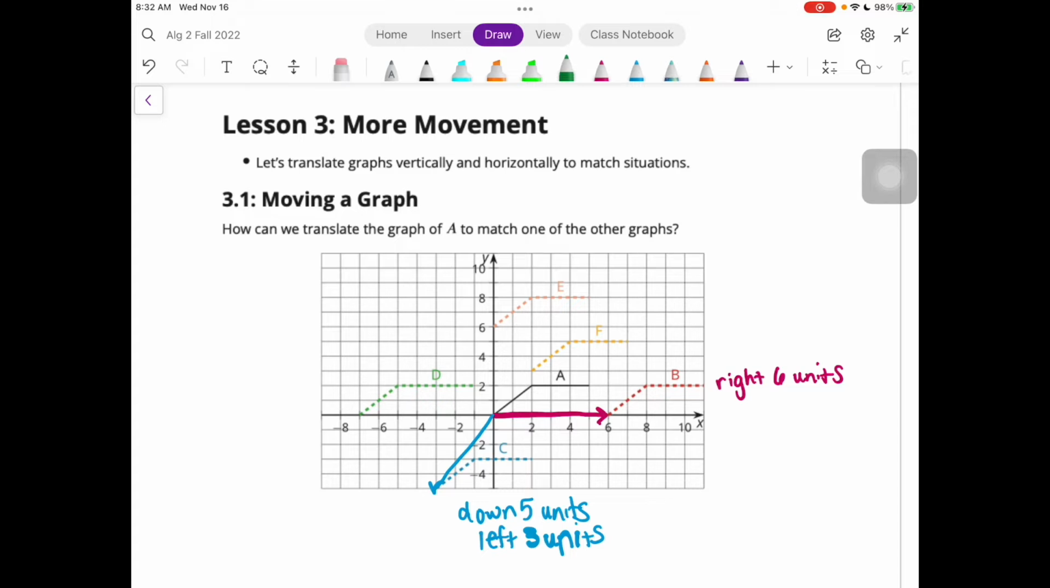D, let's see, we go left 7 units. E, we're going up 6 units. And then F, I'll use purple because I don't have yellow. So we're going this way. So we're going up 3 and to the right 2. Okay.